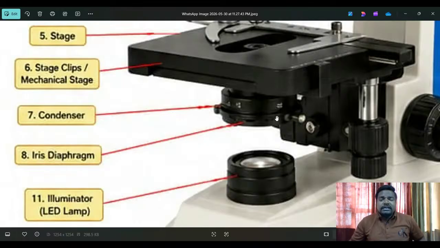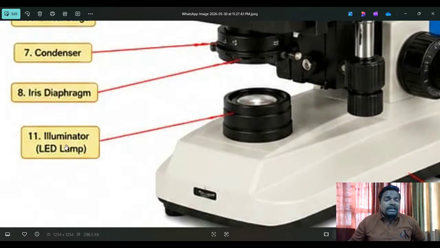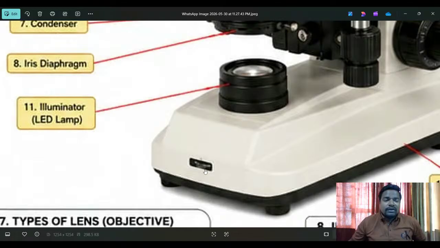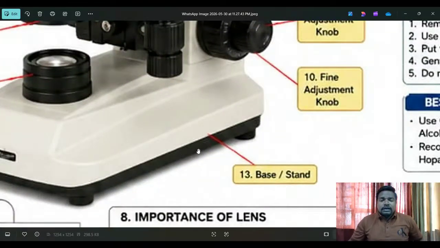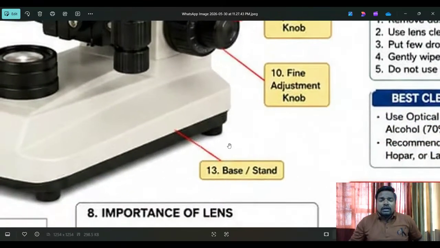In this explanation I want to show you every part of the binocular microscope. Next, 11th point is the illuminator, an LED light emitting diode lamp. The light is there for illumination, and there is also an option to increase or decrease the light intensity, the intensity control, this one. 11th completed. Next, one by one I'm showing.